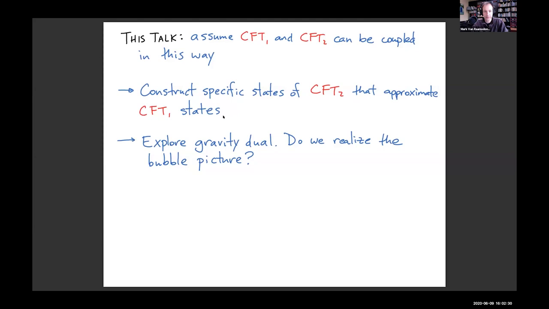Okay, so let's talk about this. What I want to do is tell you about a very explicit construction of, given a CFT1 state, a specific CFT2 state that I could construct. And then I want to talk about the gravity dual interpretation of that state. Okay.